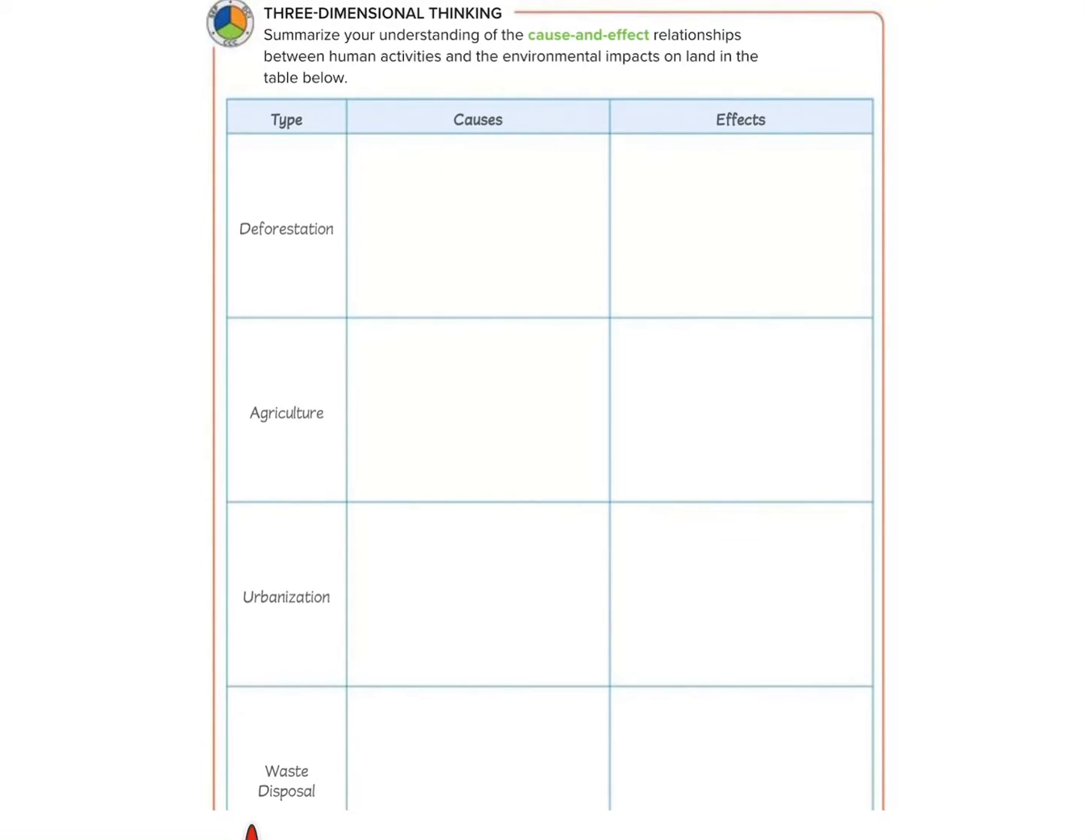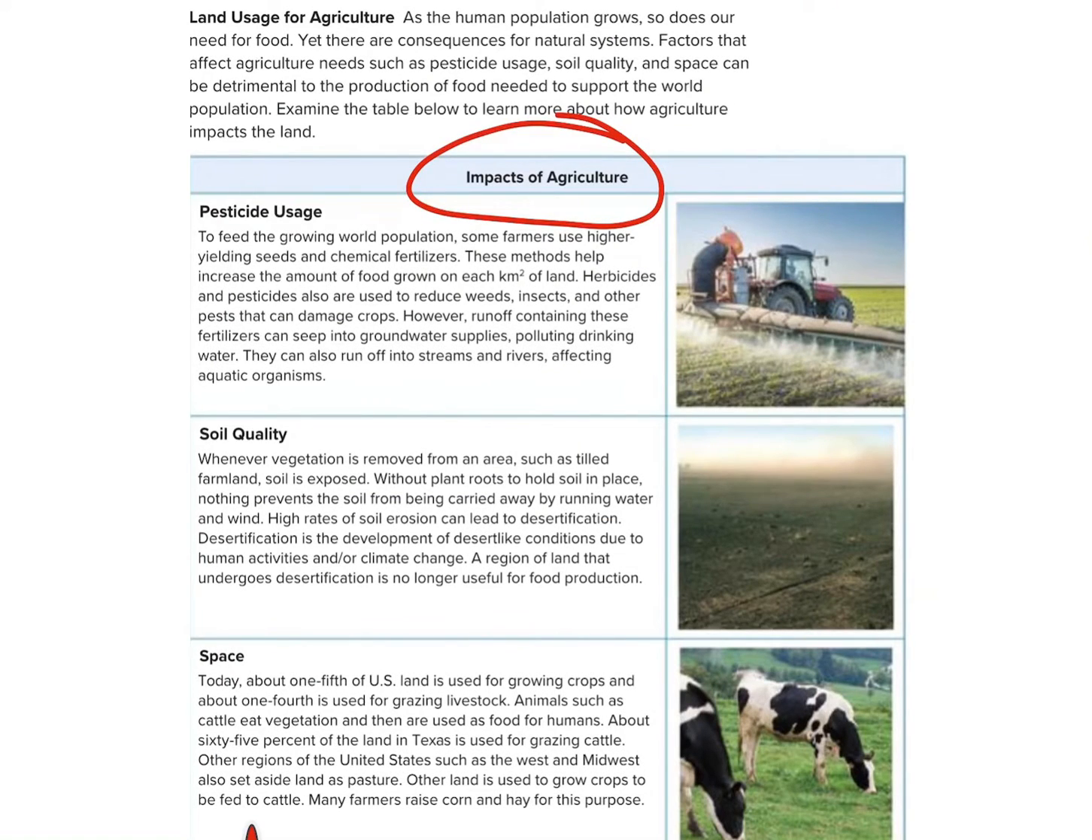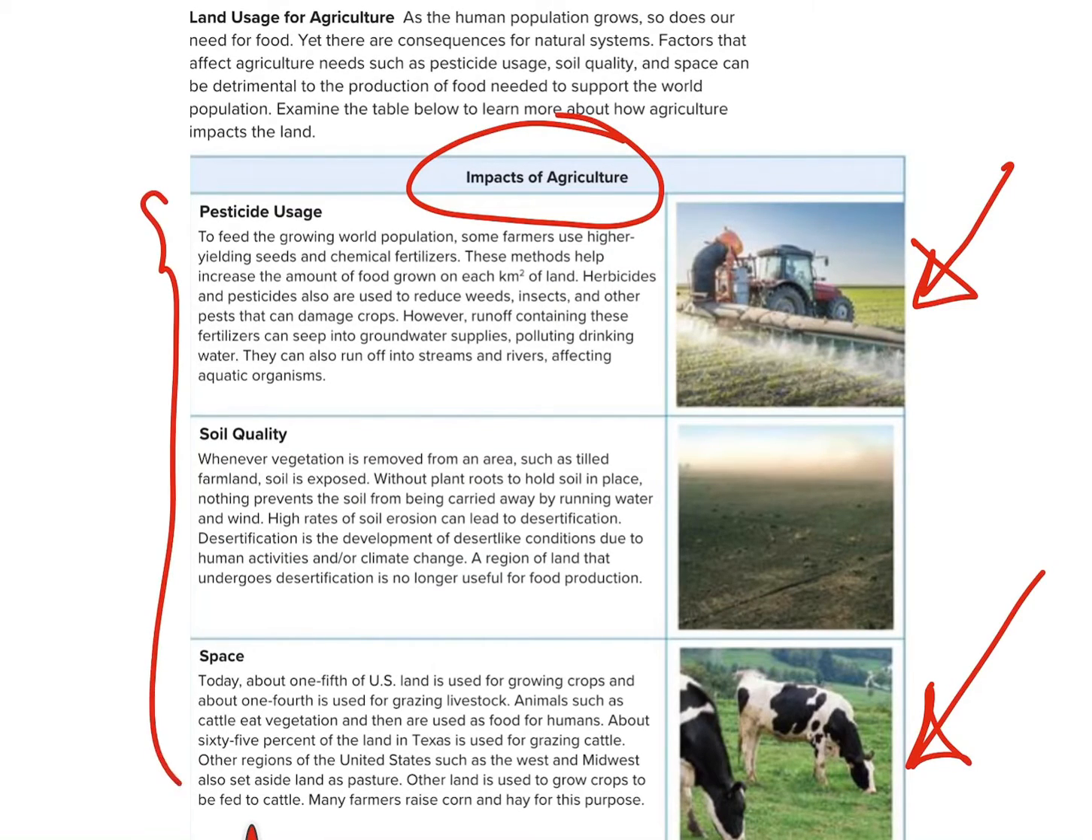So let's go back to the impact of agriculture on land. Agriculture, as you can tell from the pictures, is farming crops and raising cattle for the dairy products production and for meat production and so on. But agriculture, although it is very important to humans, it still has a negative impact on the environment. We have three different impacts of agriculture on the environment.